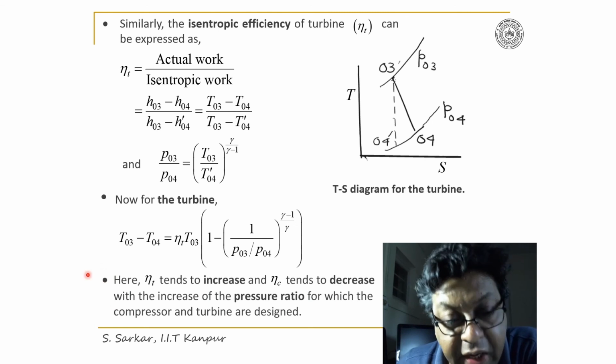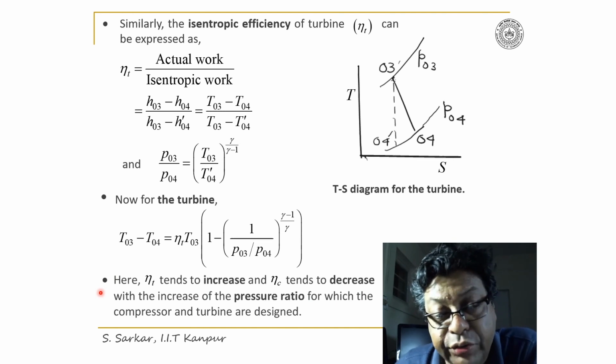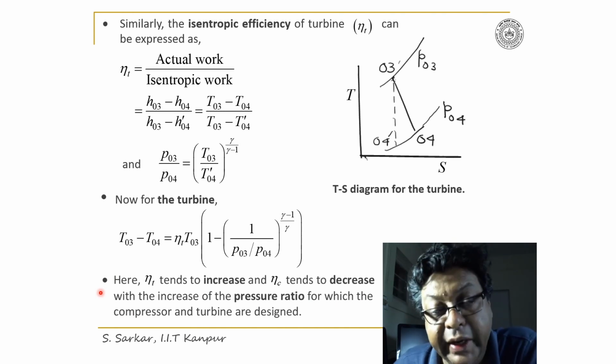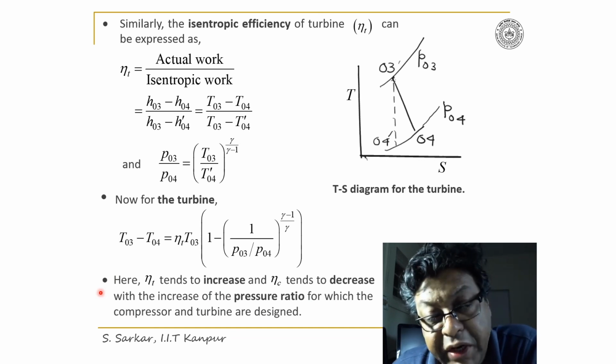Furthermore, I like to tell you that eta T tends to increase and eta C tends to decrease with the increase of pressure ratio for which a compressor or turbine are designed.